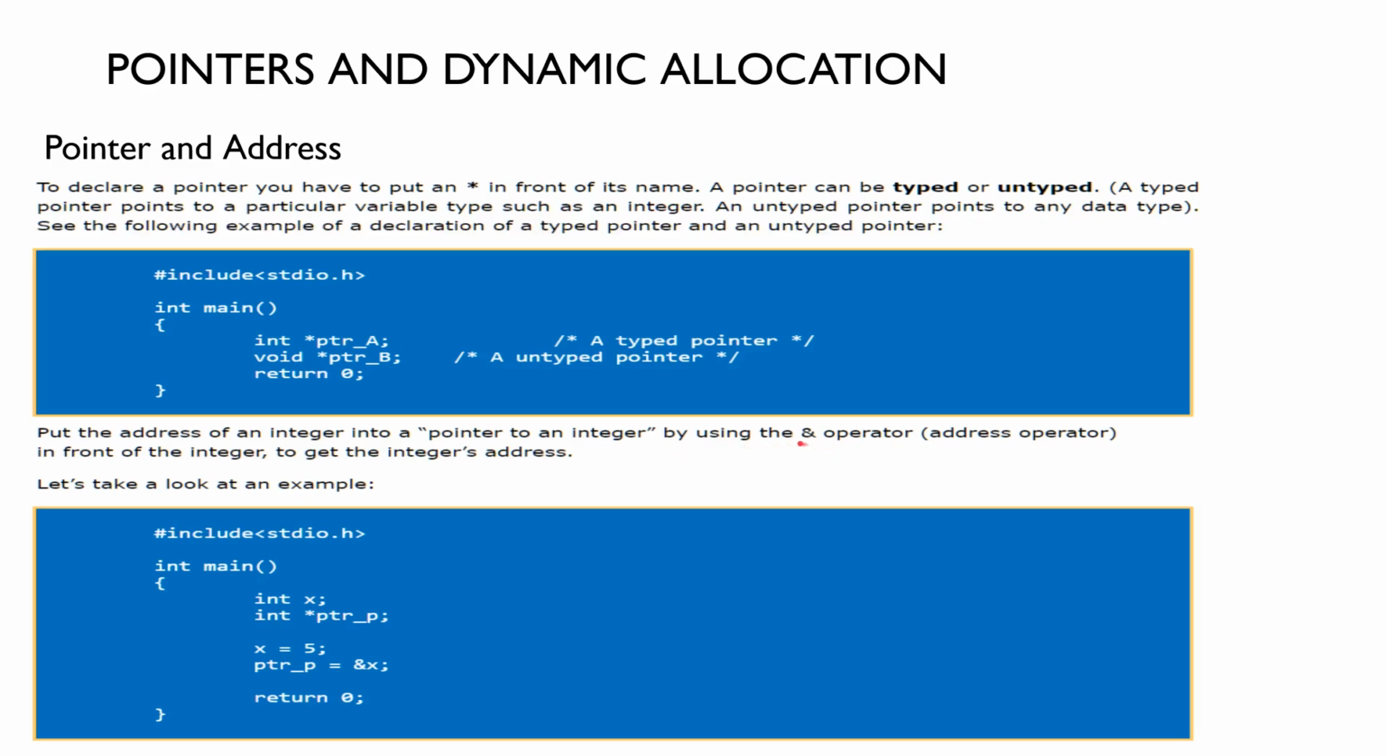You can use the ampersand operator, which is the address-of operator, in front of the name of an integer to get its address. We can see an example here. We have int x. We have pointer to int, int pointer underscore p. We assign 5 to x, and we just grab the address of x here. We don't do anything with them. Again, in later examples, we will actually do things with them, and it'll be interesting.